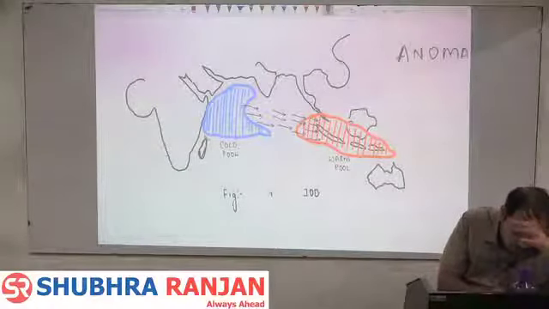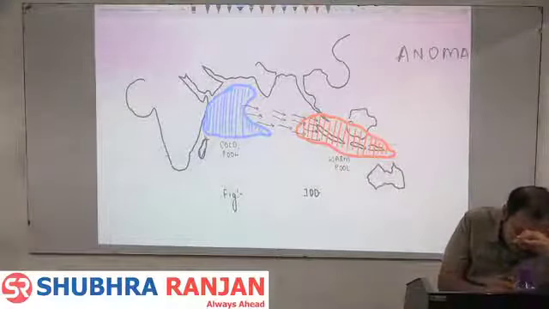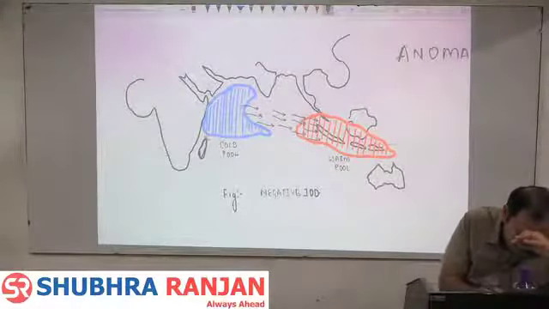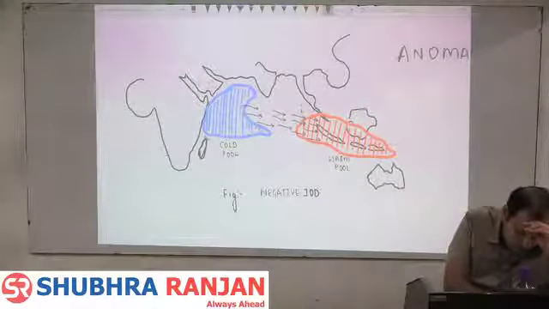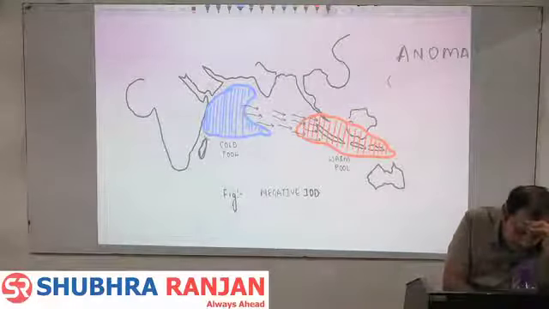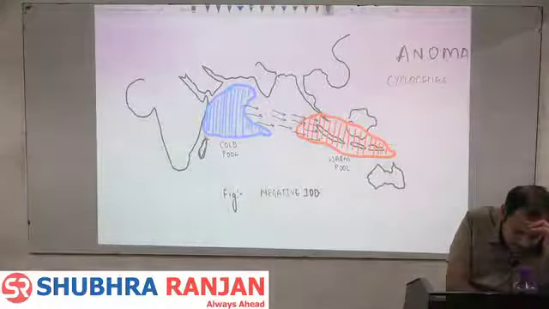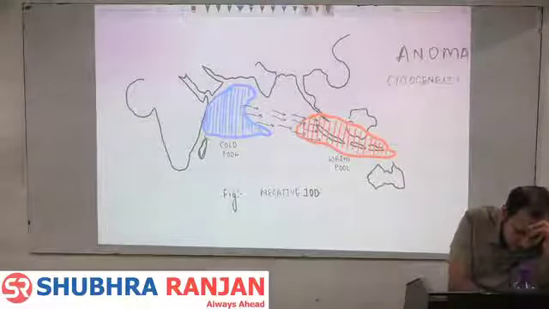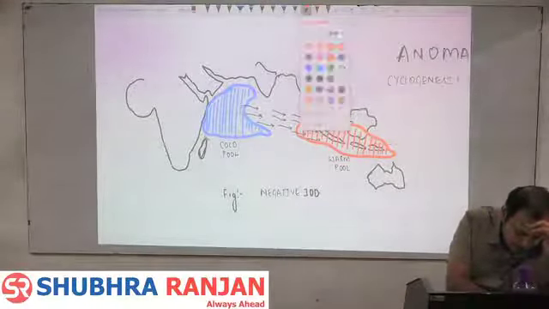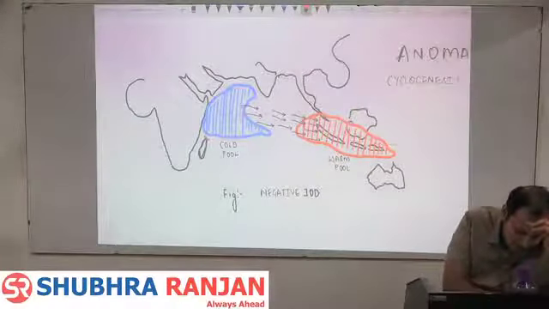It is also associated with more cyclogenesis, origin of more cyclones in the Bay of Bengal and Andaman Sea region.